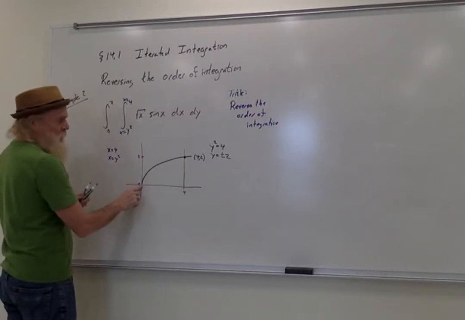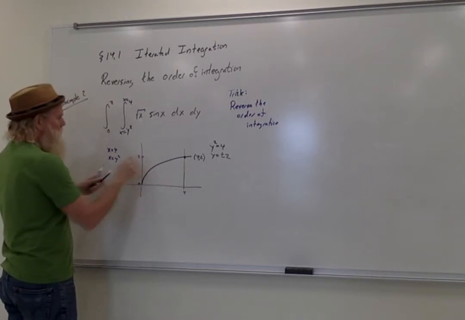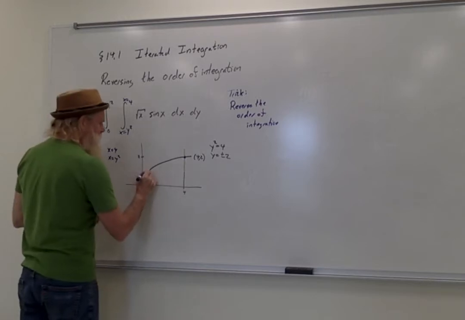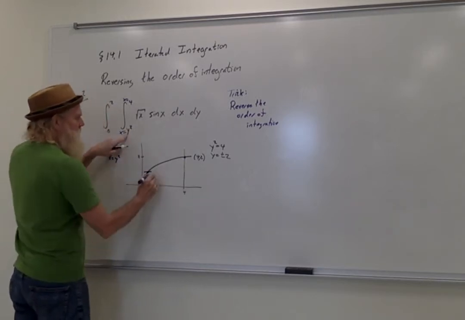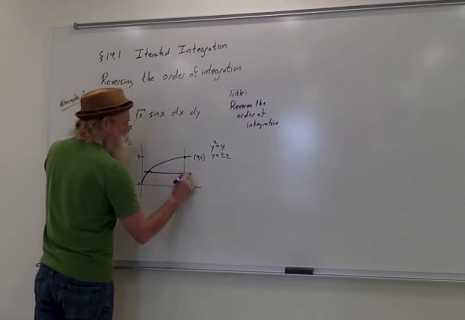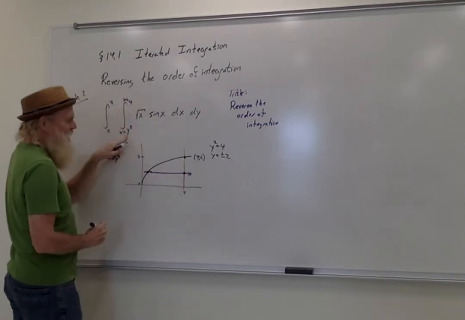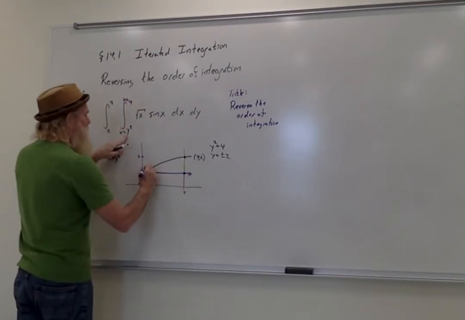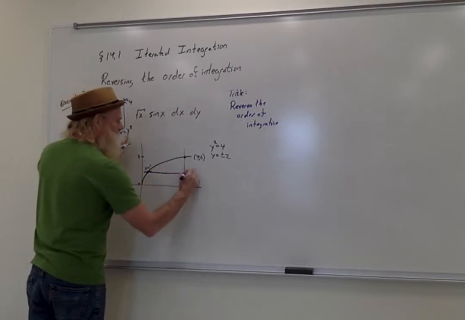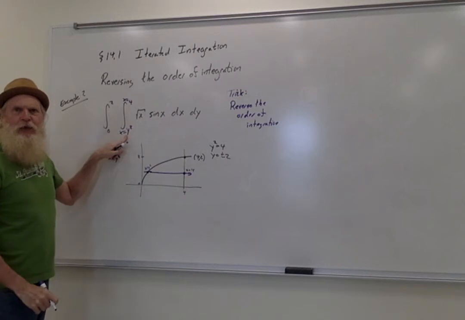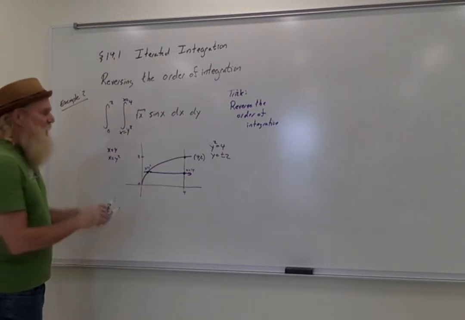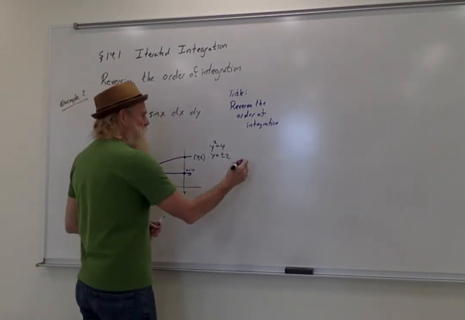Now, as y goes from 0 to 2, x enters on the parabola and exits on the line. So it's going from x equals y squared over to x equals 4. Let's see if we can reverse the order of integration.